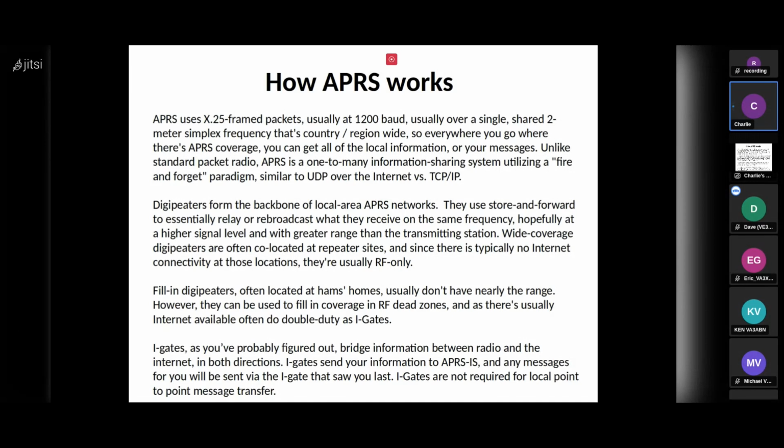Digipeaters form the backbone of APRS networks. The digipeater basically does kind of a store and forward. So it receives a packet, and then depending on a particular algorithm, it will fire that packet out to the next station that hopefully can hear the repeater if they couldn't hear the original transmission.